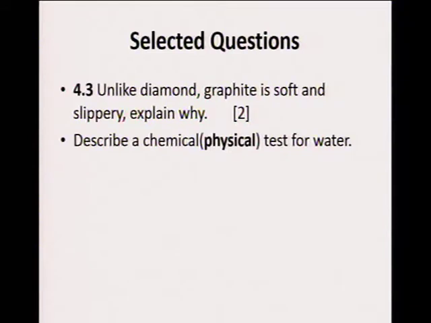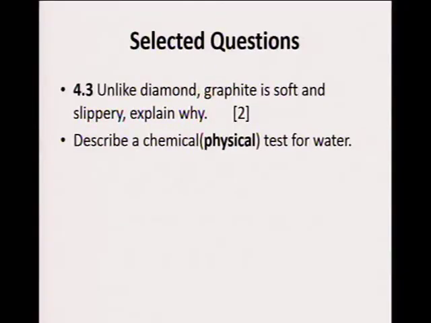Then we go to the next selected question. Unlike diamond, graphite is soft and slippery. Explain why. So you go to your module, there's a structure for graphite and diamond, and their properties are also described and given there. But when you do your answers, please do not copy and paste. Give it in your own words. You can refer to the bonds in graphite and the bonds in diamond and their structures, also the molecular structure.